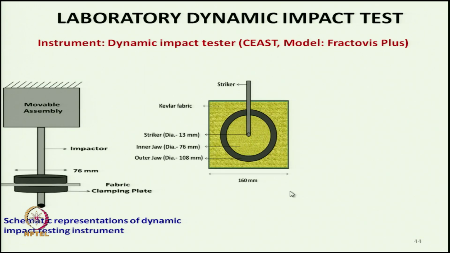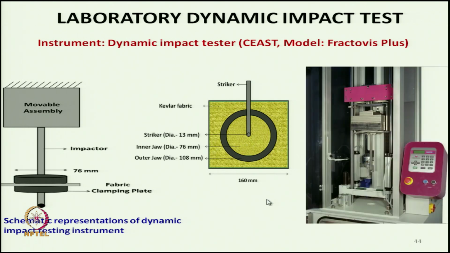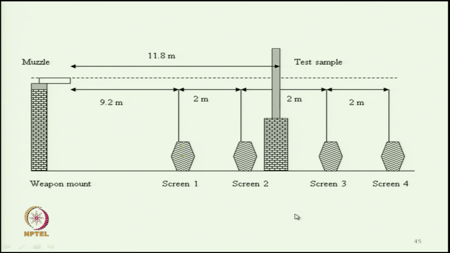In the dynamic impact test, a dynamic impact tester is used, where heavy moving assemblies directly impact a flat surface of known dimension. Here the striker diameter is 13 millimeter, the inner jaw diameter is 76 millimeter and the outer jaw is 108 millimeter. The Kevlar fabric is kept and the striker strikes at a certain speed. This is a photograph of one such instrument.